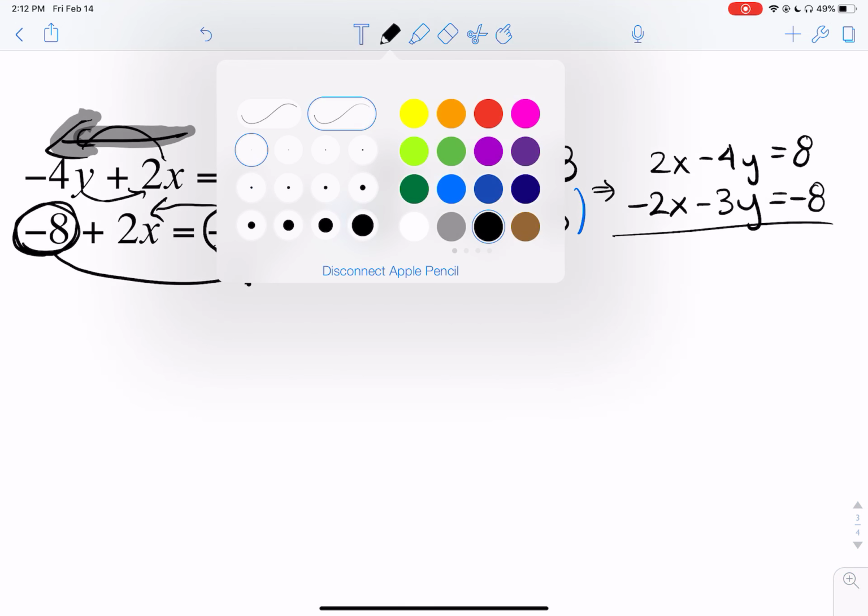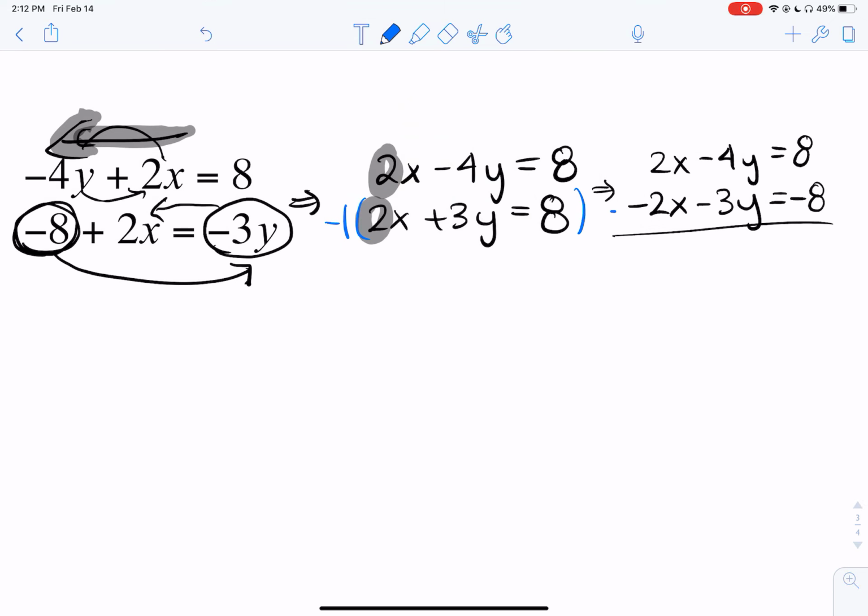Now that I have one positive 2x and one negative 2x right here, if I add those two things, that's going to become 0. Adding everything else, we get -7y is equal to 8 plus -8, which is 0. Now, I did notice that some of y'all wrote in this case, when we eliminate the constant, that there would be no solution. But no, there is a solution here.